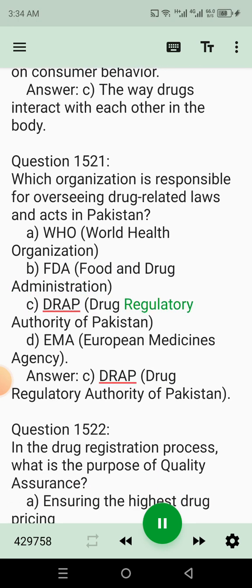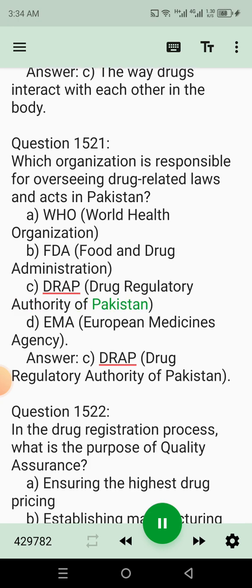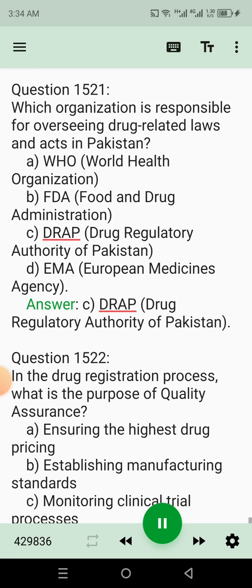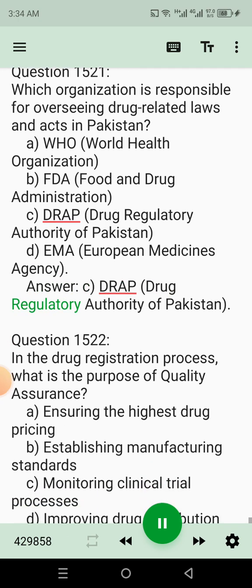DRAP, Drug Regulatory Authority of Pakistan. D. EMA, European Medicines Agency. Answer. C. DRAP, Drug Regulatory Authority of Pakistan.